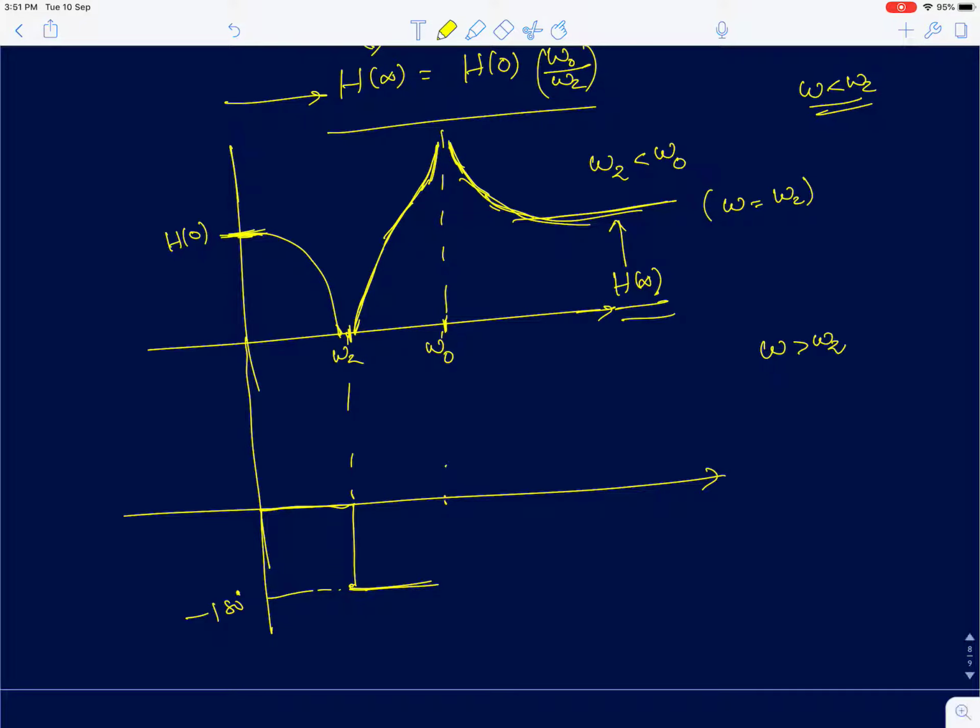The moment you hit omega naught, after that, both the numerator and denominator will be negative, so you will have a positive transfer function, and both input and output will be in phase. So you will go back to 0 degrees. So for a small band of frequencies, between omega z and omega naught, you are going to have a phase shift of 180 degrees, and for any other frequency it's going to be 0.